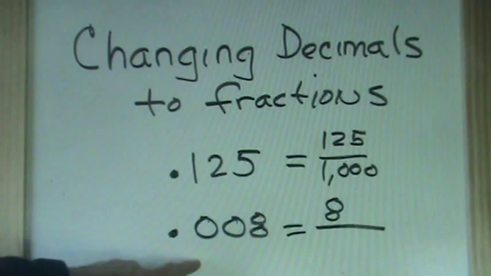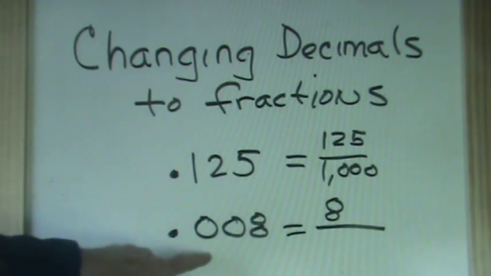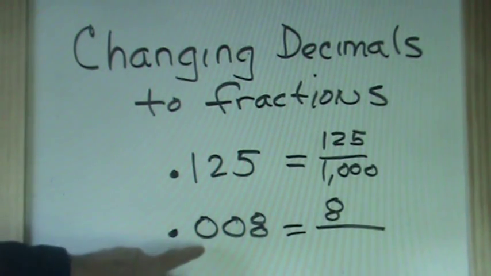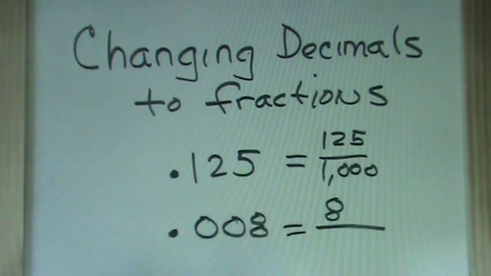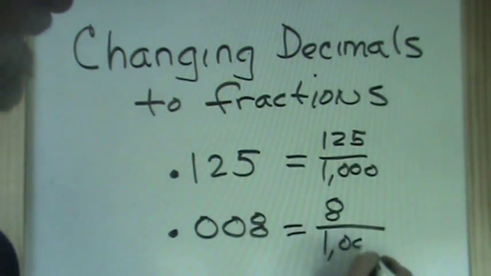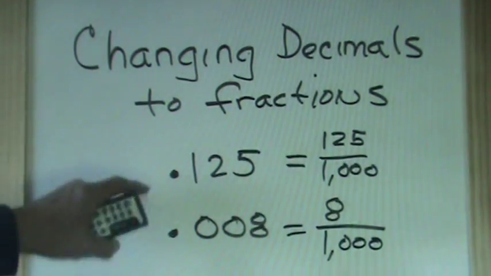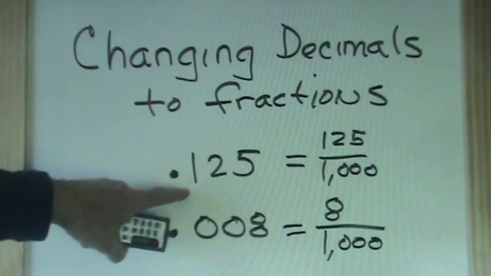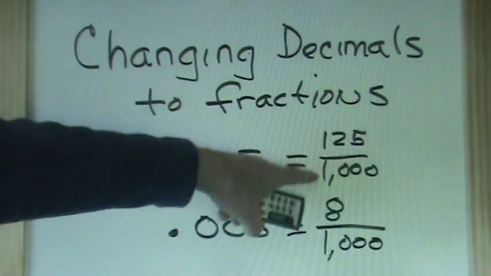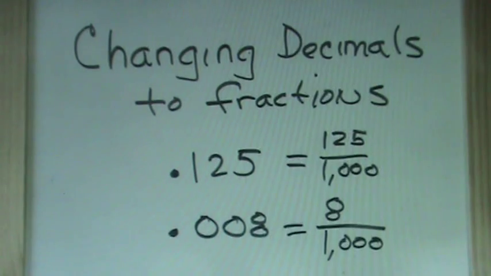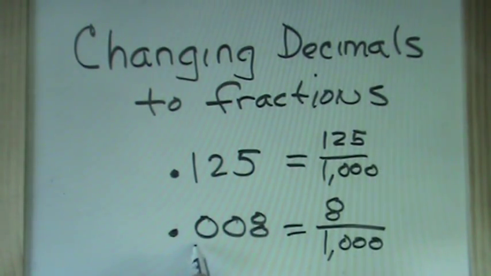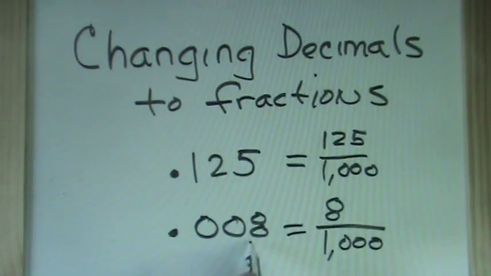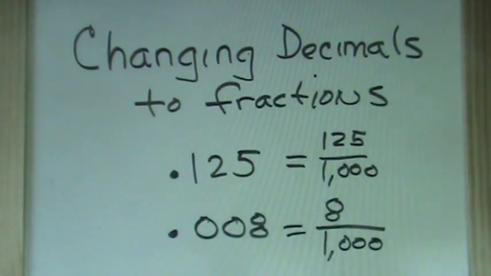Here, the numerator, or top part of our fraction, will be the number 8. The denominator of our fraction is the decimal place value of the last number, tens, hundredths, thousandths. So, decimal 125, in decimal form, that's 125 thousandths, and that's exactly what it is in fraction form. Same here, decimal 008 is really, the way you would say this decimal is 8 thousandths, and in fraction form, that's it.